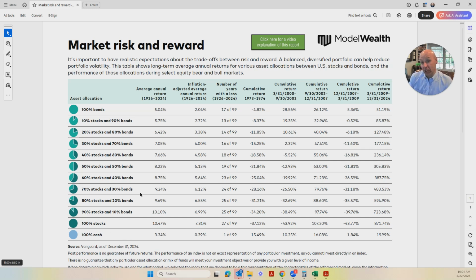So what we're going to do is just look at the data here. You'll see 100% cash down here. You'll see 100% bonds, 100% stocks, and then from the bonds to the stocks in 10% increments, 10% stock, 90% bonds, 20% stock, 80% bonds, all the way to 100% stocks. And then you'll see here the average annual return on paper, but inflation erodes purchasing power of any investment. So in the third column, you'll see the inflation adjusted average annual returns. Some folks refer to those as the real returns.